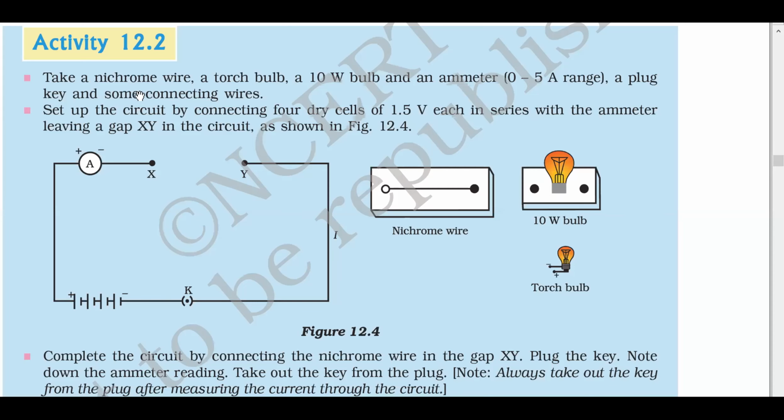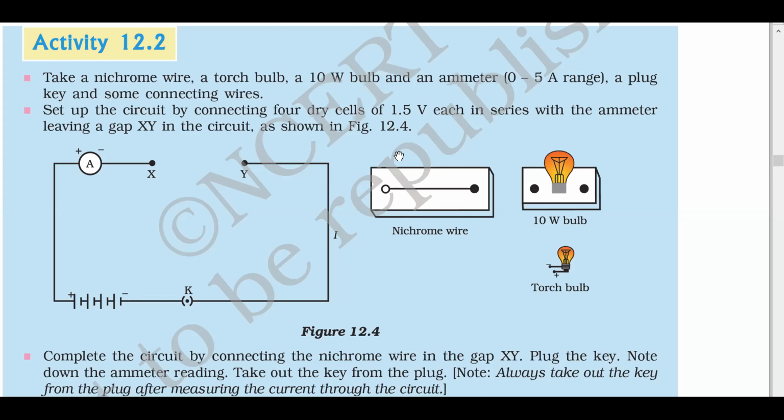So take a nichrome wire, a torch bulb, a 10-watt bulb, an ammeter, a plug key, and some connecting wires. Okay, so we have seen what is nichrome wire.